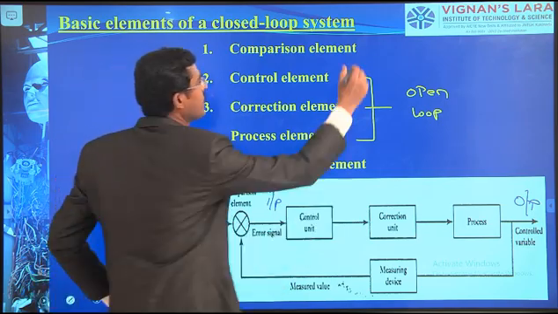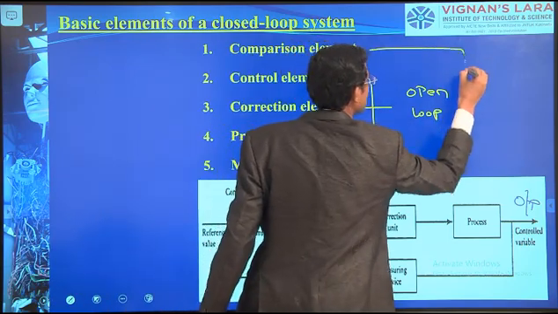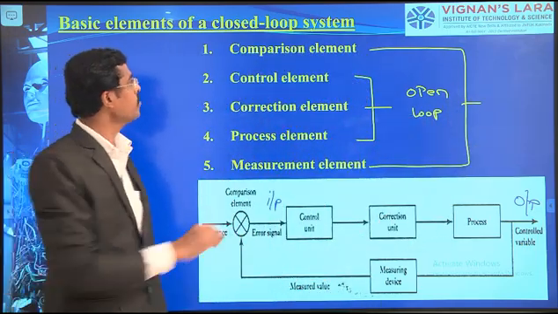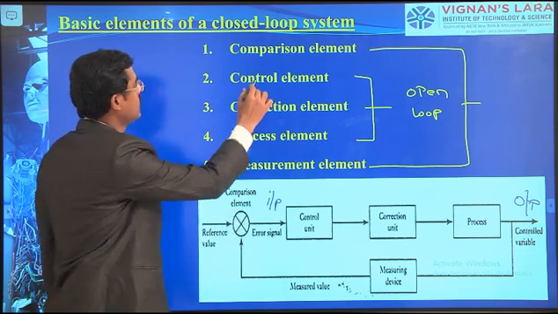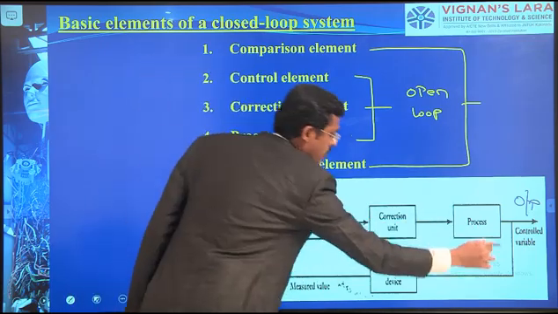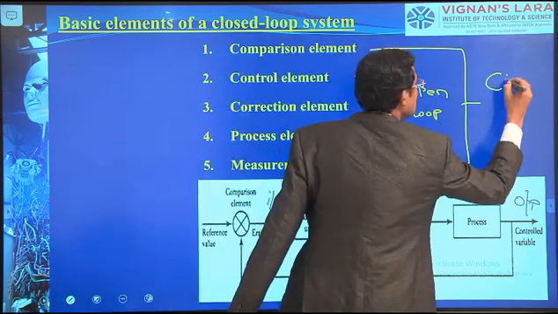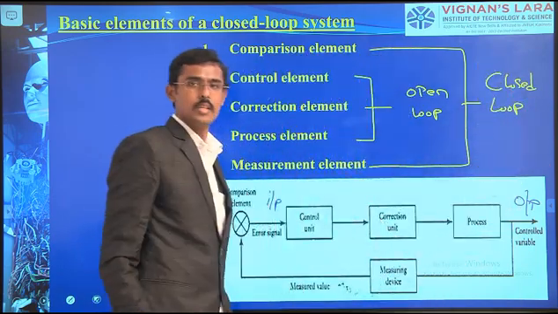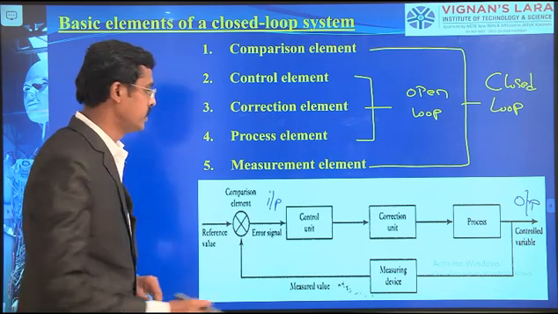Now I am additionally adding these two parts along with this. Now it will become a comparison element first, then the control element, then the correction element, then the process element, and we have a feedback system of measurement, otherwise known as the feedback system. So it becomes a closed loop system. We will go ahead with what these elements are, what they do, and then with an example.